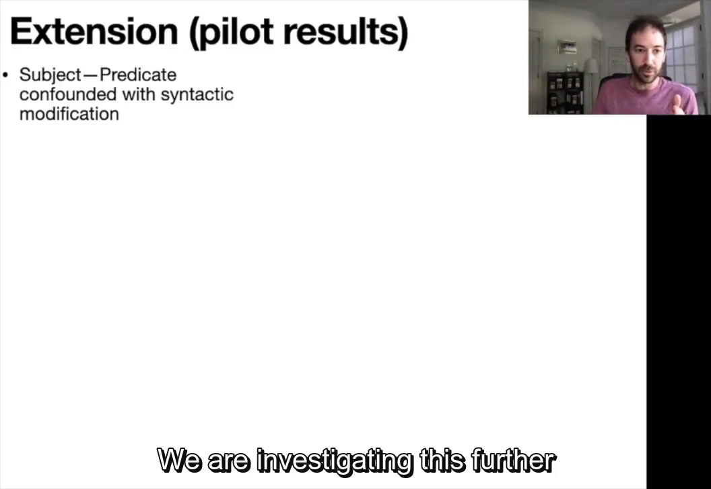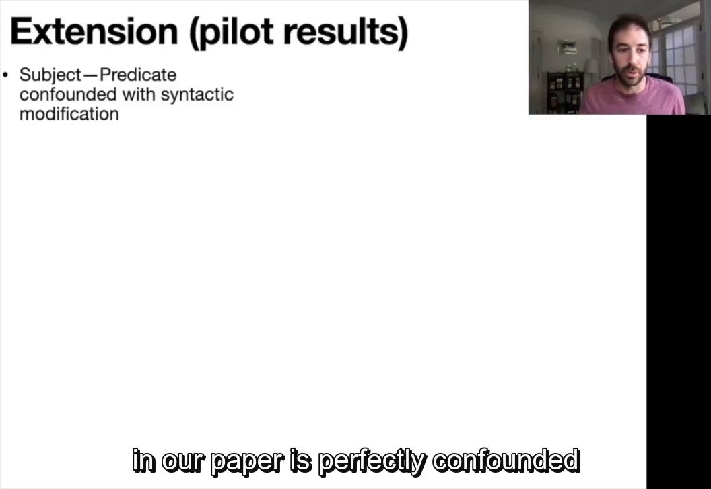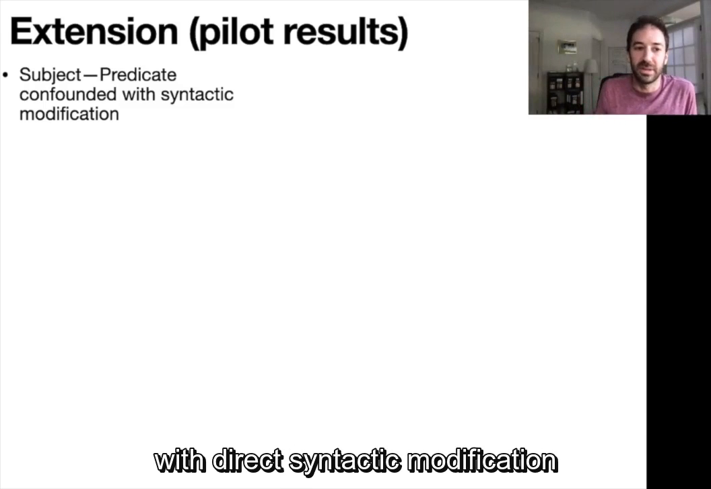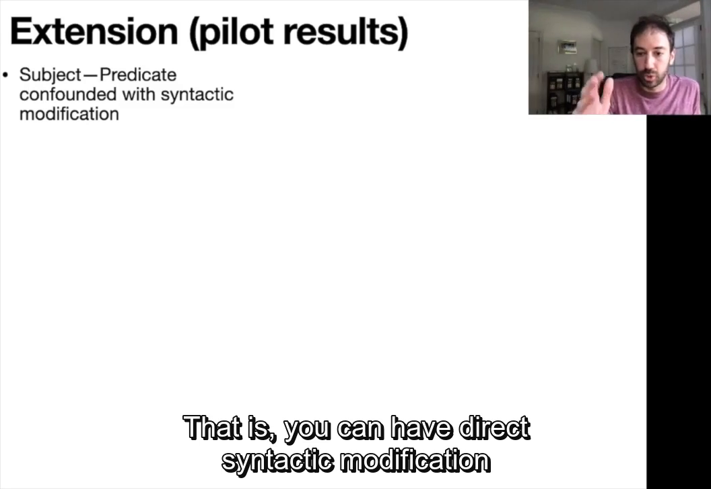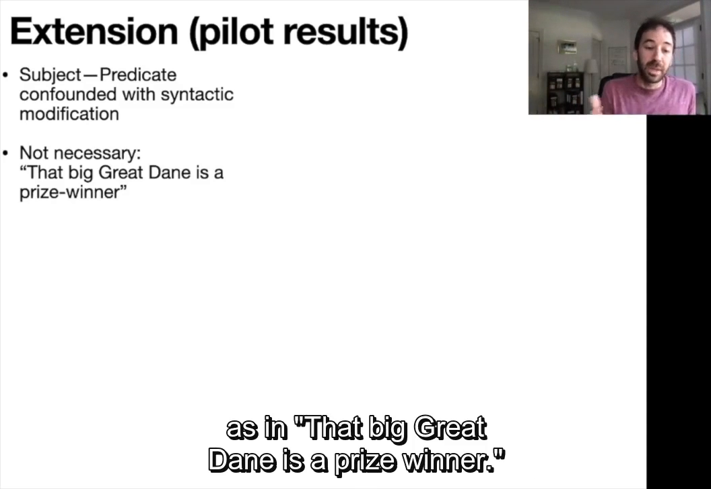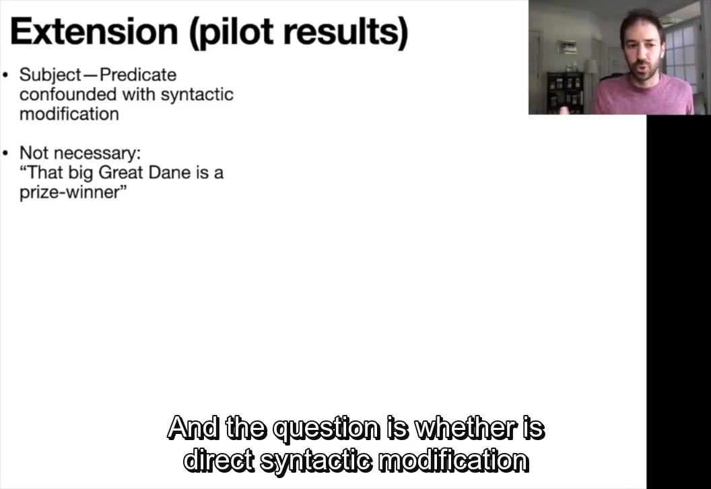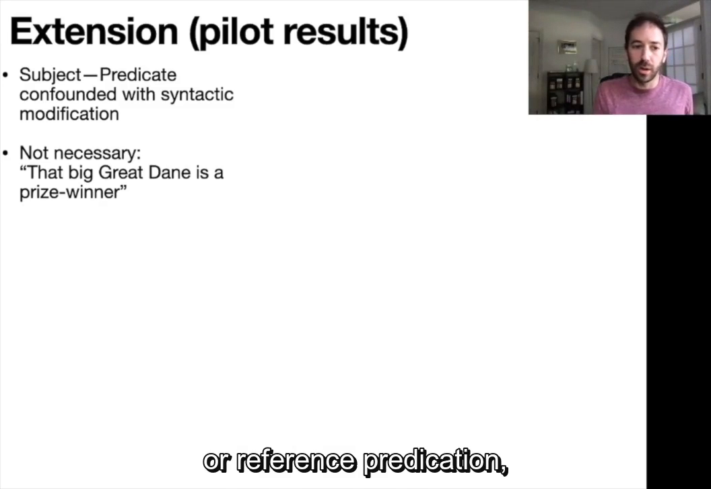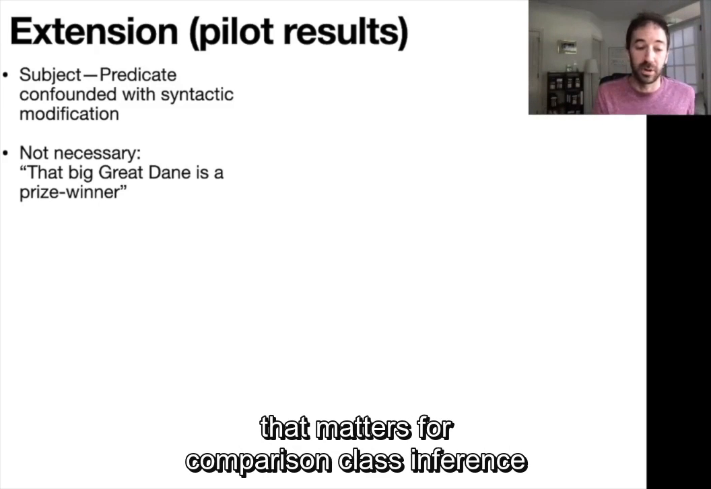We are investigating this further by noting that the subject-predicate distinction in our paper is perfectly confounded with direct syntactic modification. But this confound is not necessary. That is, you can have direct syntactic modification in the subject of the sentence, as in, that big Great Dane is a prize winner. And the question is whether it is direct syntactic modification or reference predication as operationalized using the subject-predicate distinction that matters for comparison class inference.